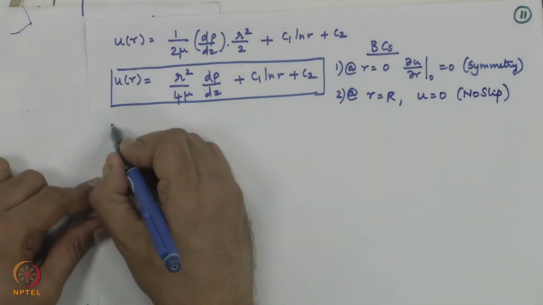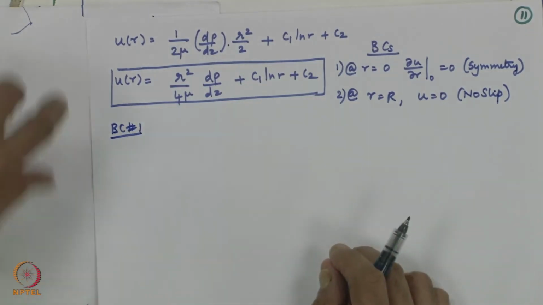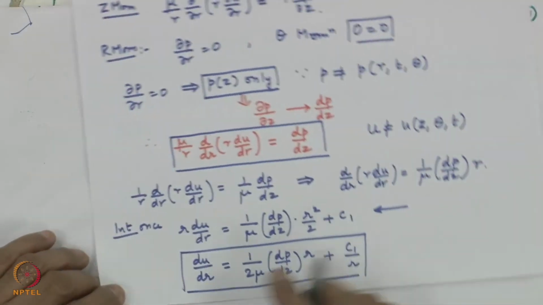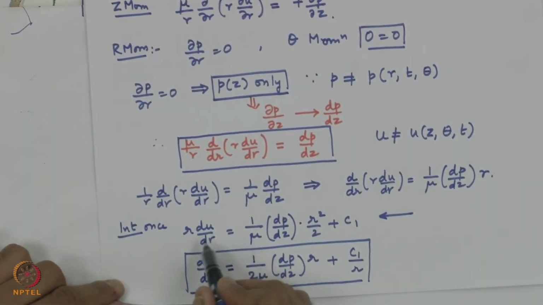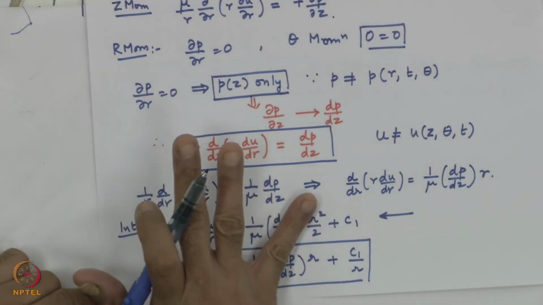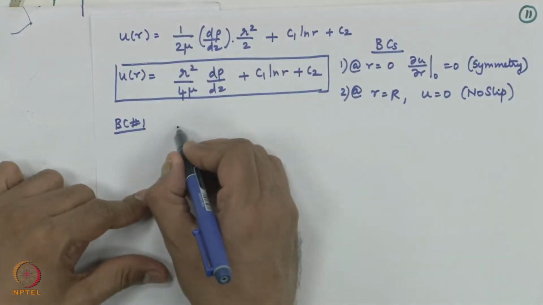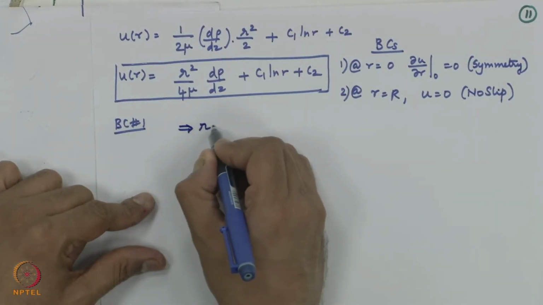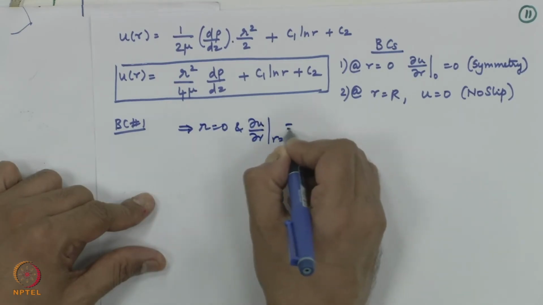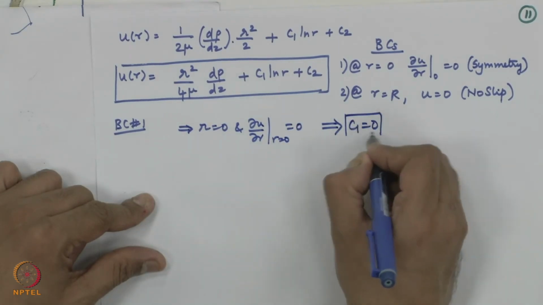So, I substitute boundary condition number 1. I said we are going to use it in this form, du by dr equal to 0 at r equal to 0. So, left hand side is 0, this is also 0, it gives me C 1 is equal to 0. Therefore, C 1 equal to 0, very nice.